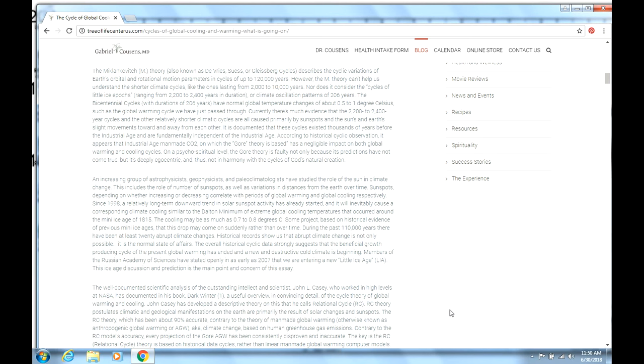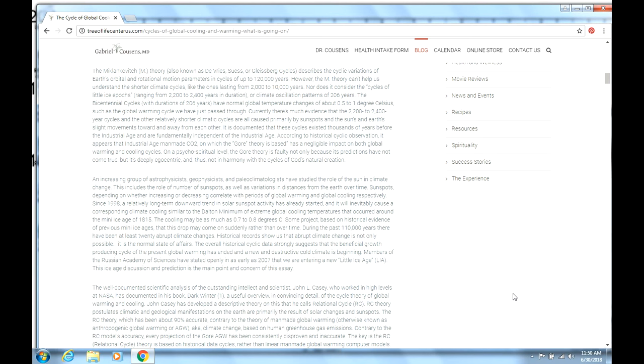The well-documented scientific analysis of the outstanding intellect and scientist John Casey, who worked in high levels of NASA, has documented in his book Dark Winter a useful overview and convincing detail of the cycle theory of global warming and cooling. John Casey has developed a descriptive theory on this that he calls relational cycle, the RC theory. I like the RC theory because I'm RC Truth Media and this is the RC theory.